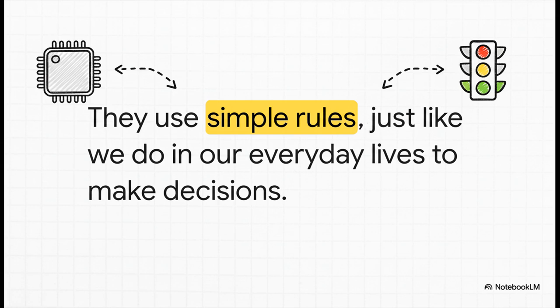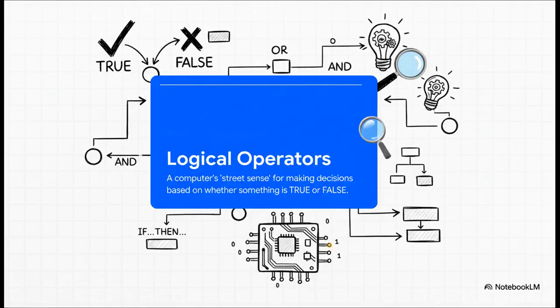Not at all. At the end of the day, computers are just following a set of really simple, really clear rules. And what's kind of cool is that these rules are actually a lot like the ones we use every single day. And those rules, those are what we call logical operators. I love this analogy. Think of them as a computer's street sense. They're the tools a program uses to figure out if something is true or if it's false. And that simple answer, that true or false, is what tells the computer what to do next.